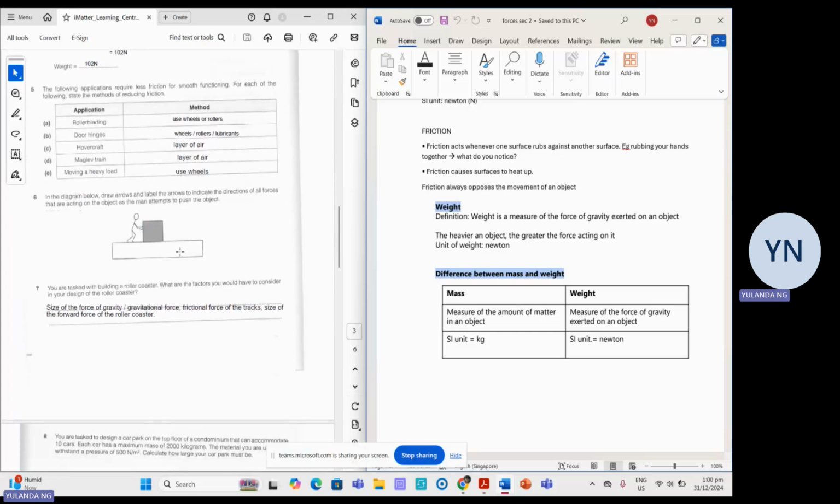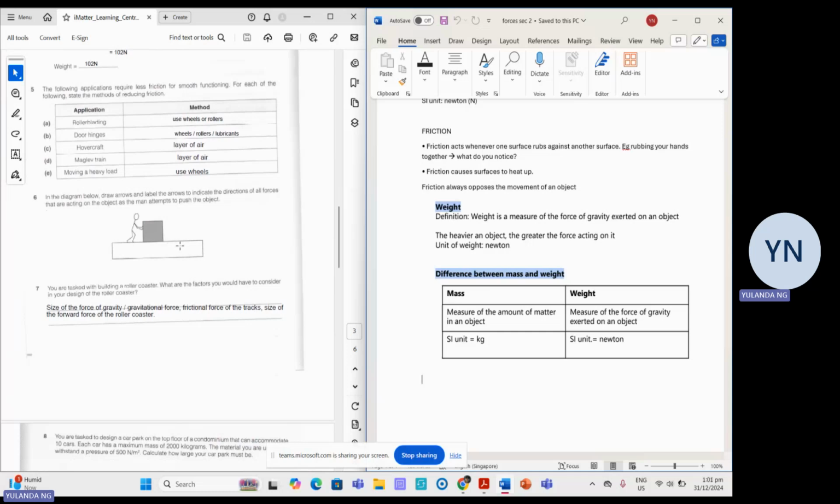Okay, let's look at diagram 6. You need to draw arrows, label the arrows to indicate the direction of all forces that are acting on the object. This question, you have to be very careful. First, all directions of all forces, you need to tell me the 3 forces that you know of. So what are the 3 forces that you know of? Secondly, you need to draw the arrows correctly. When you draw the arrows, it may be in the right direction, but you need to draw correctly. What do I mean by correctly?